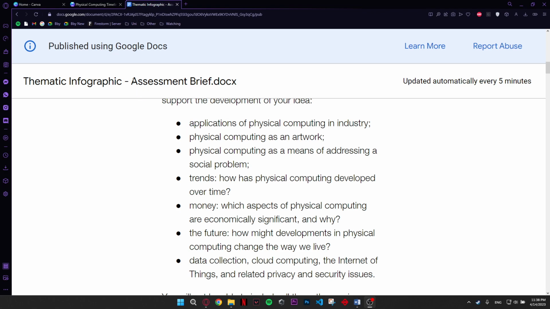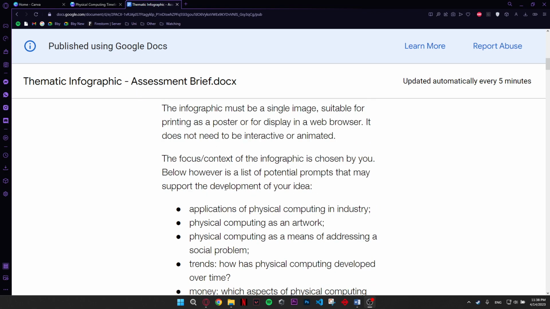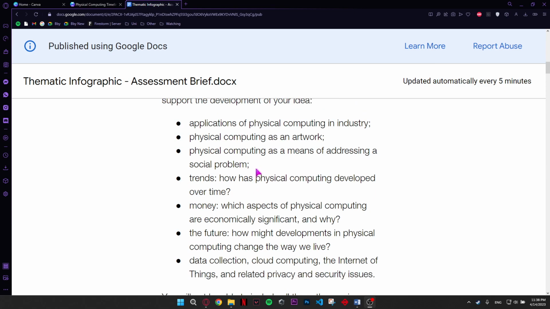So, I'm here showing the assessment brief on which topic I have focused and which topic I chose for this thematic infographic, which is the trends on how physical computing has developed over time. And after some search, I searched first about the development of physical computing throughout all of the years, and I have come up with the website and the references on what to put on my thematic infographic, and then I proceeded into designing it as well.